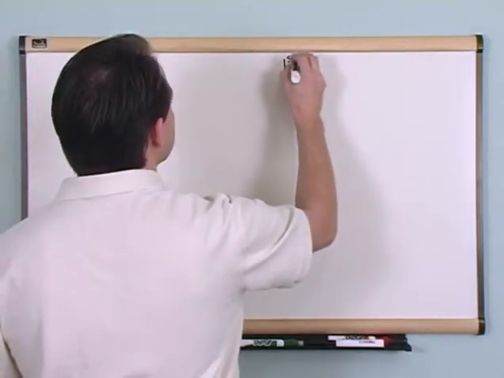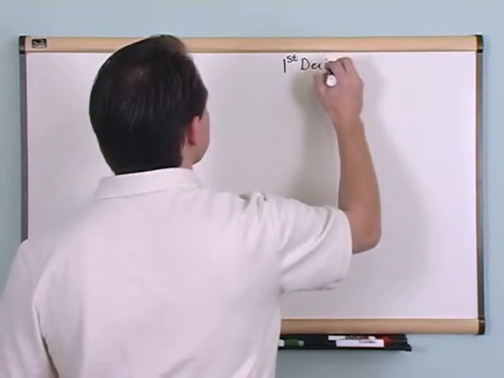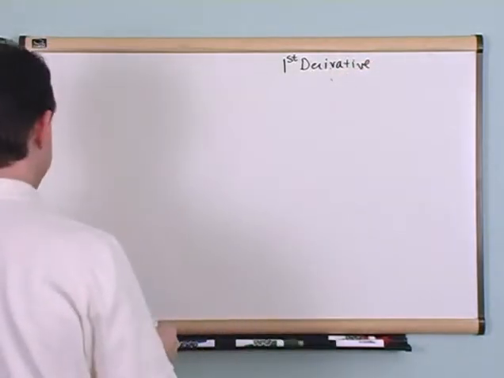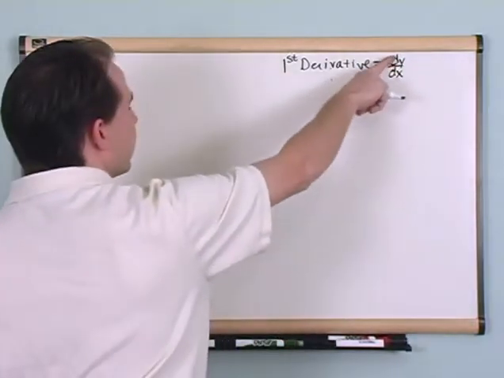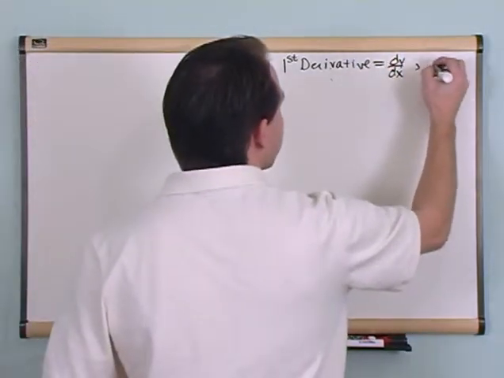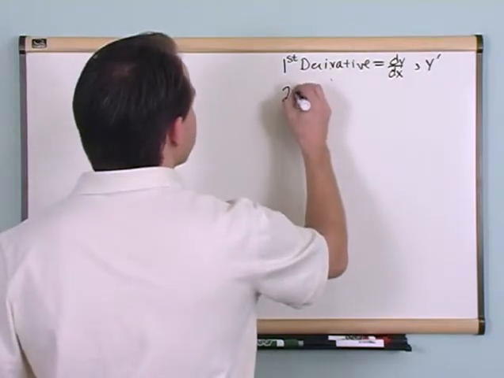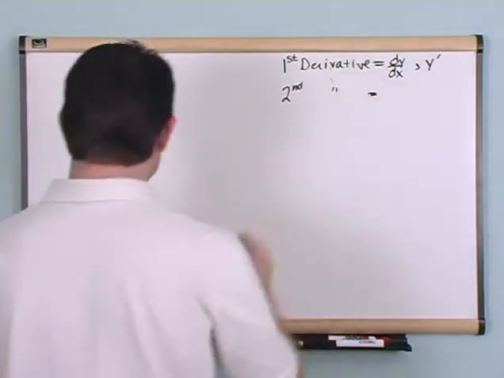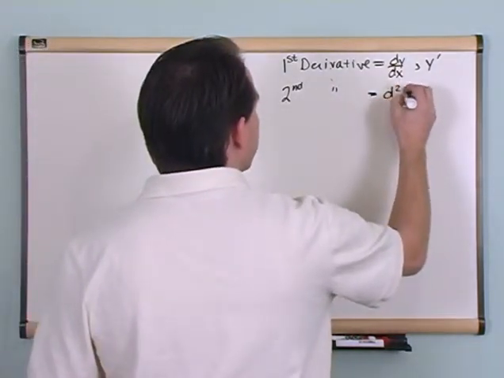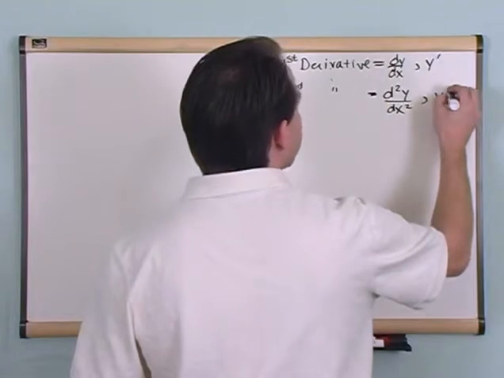So just recall that the first derivative is written like dy/dx, which is the derivative of the function y with respect to x, and we also said you can write that as y with a little prime on it, and that means first derivative. The second derivative, these little lines here mean derivative, you would write as d squared y over dx squared, and you would also write that as y with two little primes.